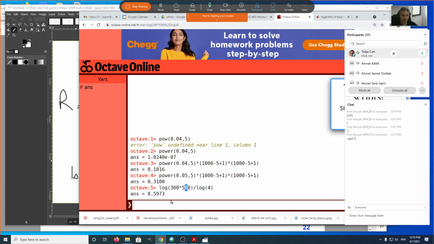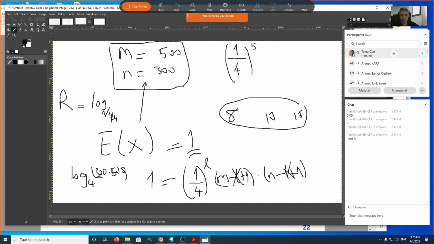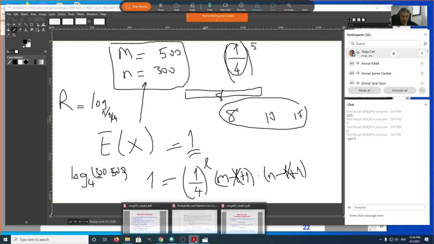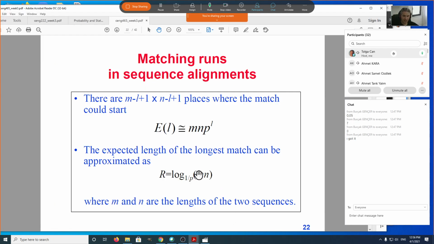Between two random sequences, the probability that we have here is totally random between totally random columns. The probability that they are going to be matching between two totally random DNA nucleotides is 1/4. Therefore, if somebody gives you two random DNA sequences of length 500 and 300, and in your alignment there's a matching run of length 8, you shouldn't be surprised at all because this is what is expected. So this is the analysis of matching runs.